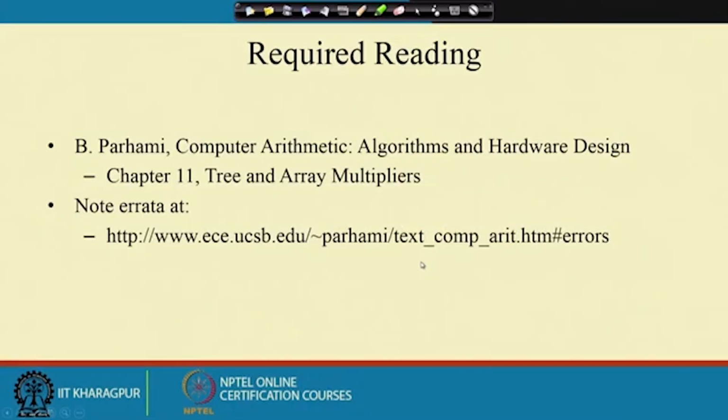I think I have already mentioned this one of the best books for computer architecture, written by B. Parhami. The book name is Computer Architecture, Algorithms and Hardware Design. Here you will find all the adder architecture and multiplier architecture details, so you can follow this book.